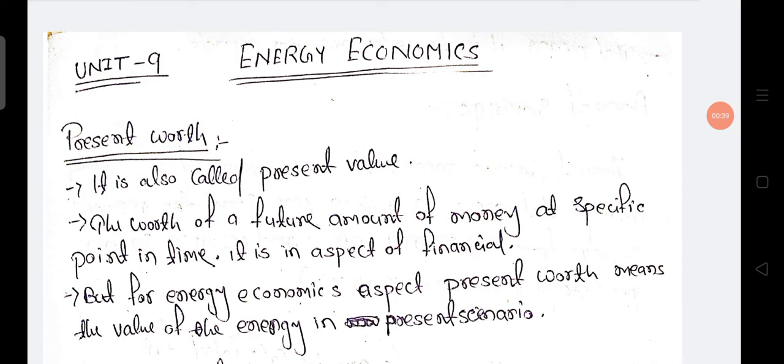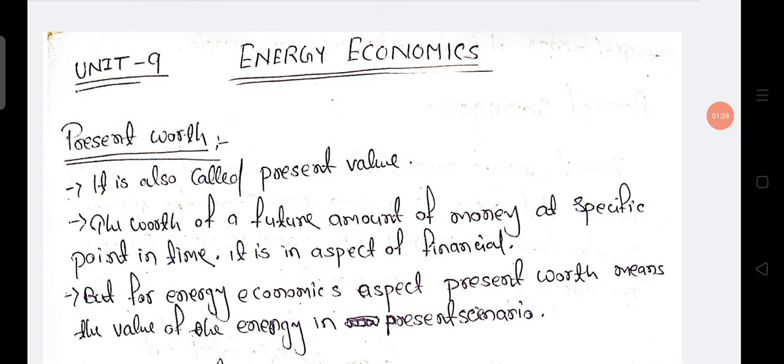The subject economics deals with finance. Our country's finance, the whole country's finance, or any individual's economics deals with the finance of that individual. Now, similar things here. Energy economics means how much energy we can save, how much energy we can produce, or how much energy we can consume. This total calculation is called energy economics.